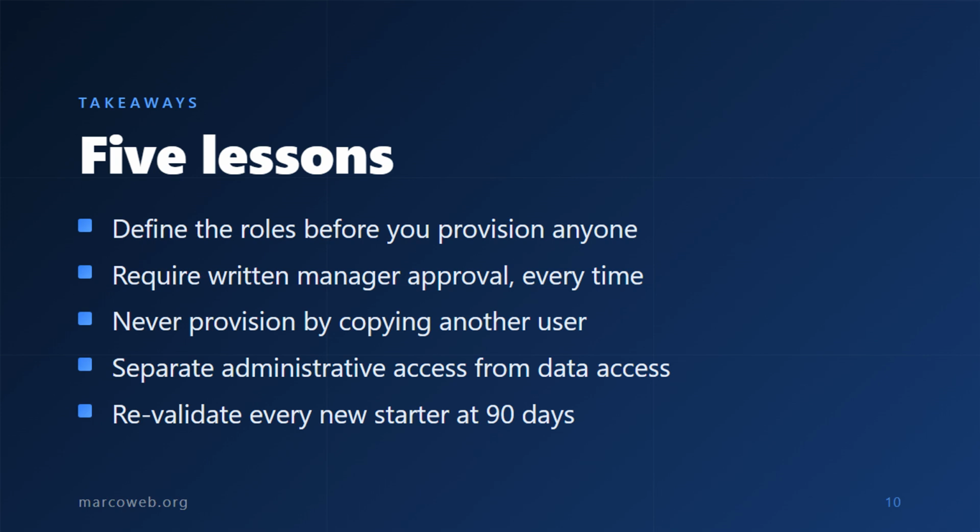4. Separate administrative access from data access, which is precisely the control that would have contained Anthem. And 5. Revalidate every new starter at 90 days, because people accumulate extra access fast in their first months, and that is when to catch it.